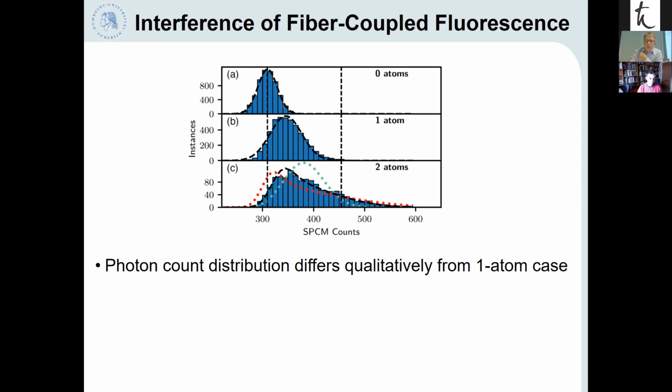But then when we look at the photon count distribution for 2 atoms, this photon count distribution differs qualitatively from the 1 atom case. And this is of course also expected, because the scattering of the excitation light by the atoms is mainly coherent. And so you would expect that the histogram ranges now from the 0 atom value to the 4 atom value when constructive interference takes place, where the 0 atom value would be for destructive interference, right?